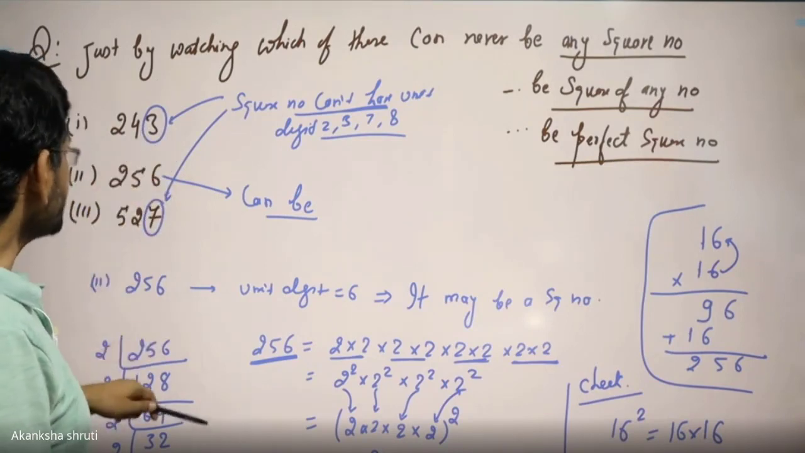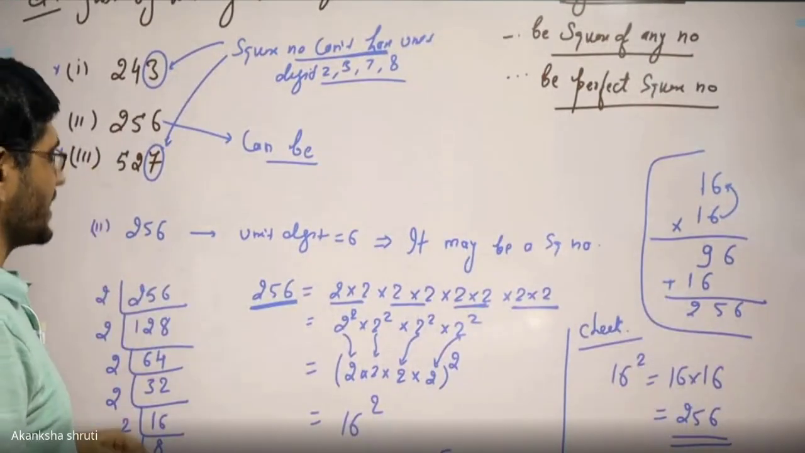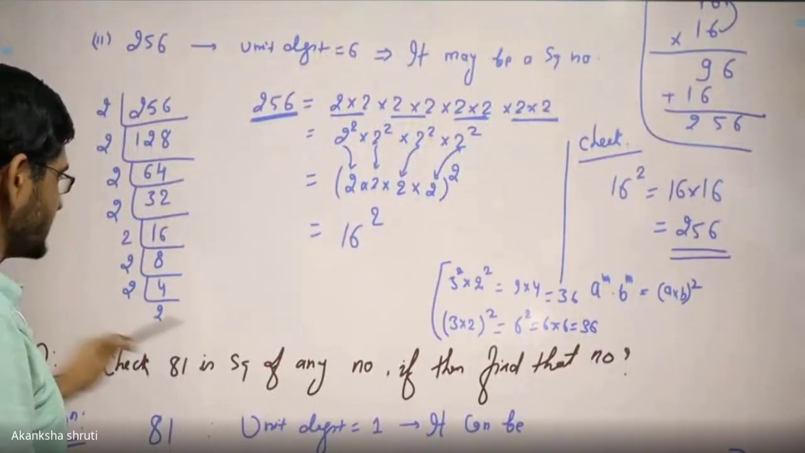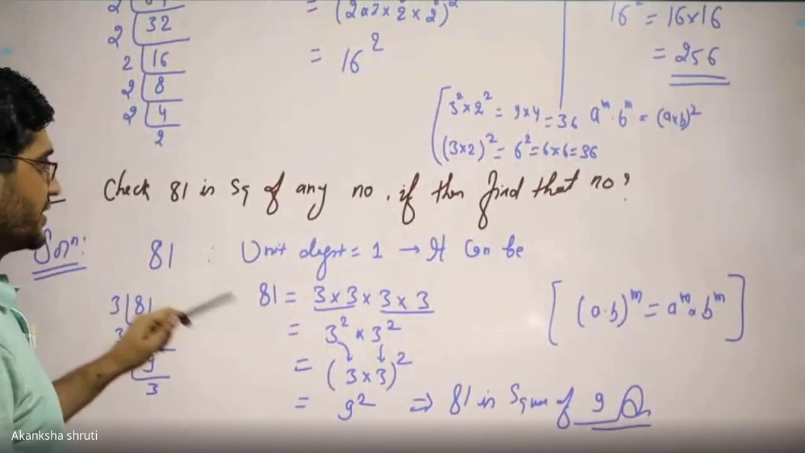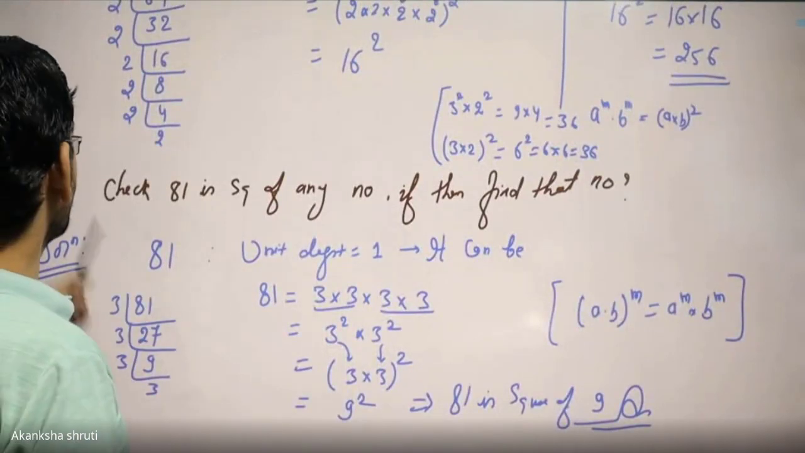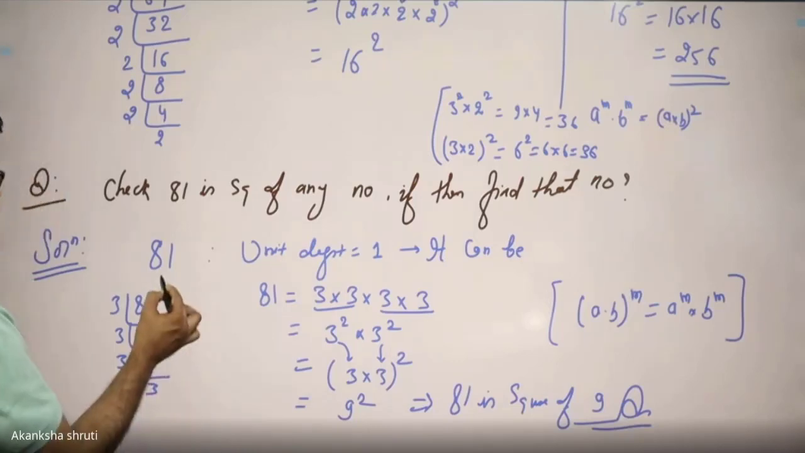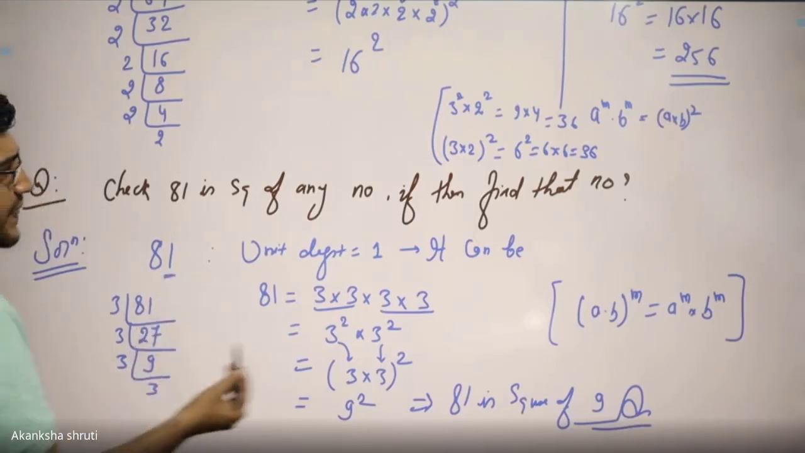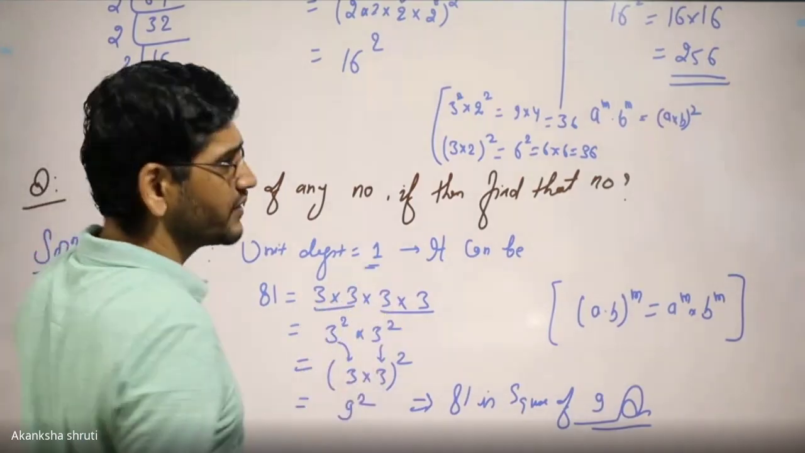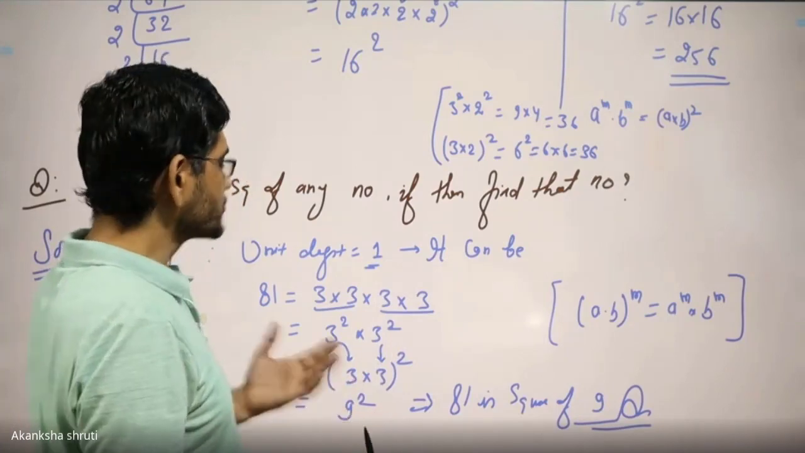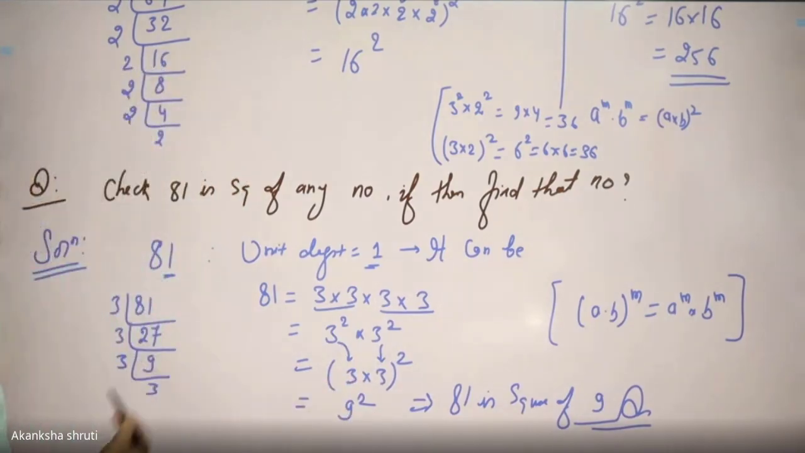And if it is possibly a square, then we have to go for this factorization method. It is an important one. Students, similarly check whether 81 is a square of any number or not. Here we are getting that the unit digit is 1, meaning a unit digit 1 is possible for a square number. So whose square is this, or is it not any square? For that we have to take the factors.